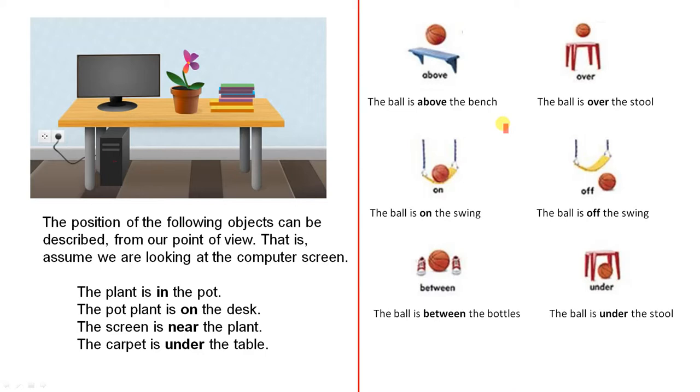Here's another example of some good position words, and it's telling us about the position of the ball in relation to the bench, the stool, the swing again, the ball in relation to the bottles, and the ball in relation to the stool. And you can see all the position words above, over, on, off, between, and under. And this can be discussed with students.